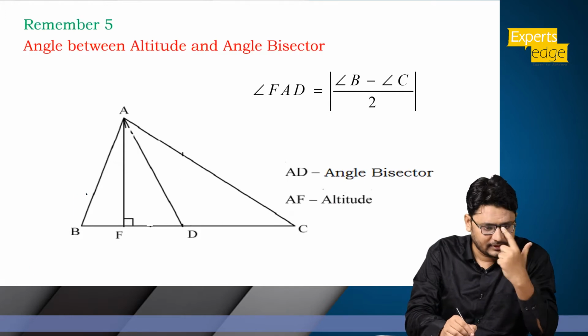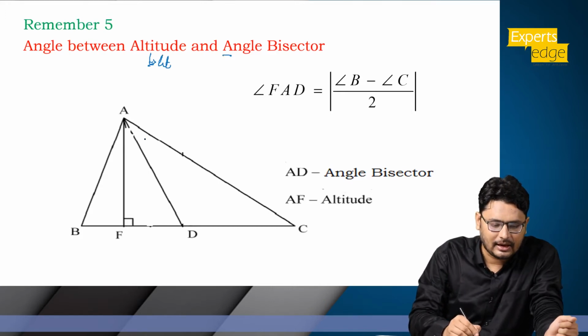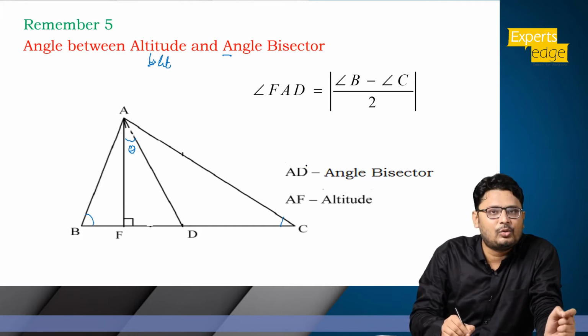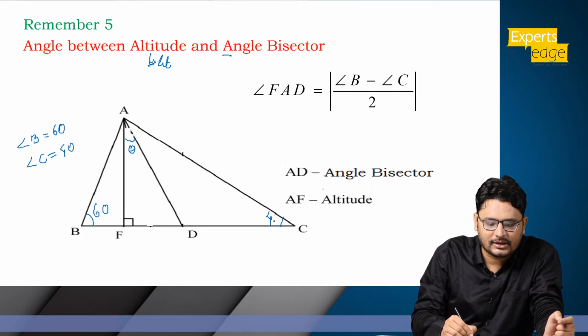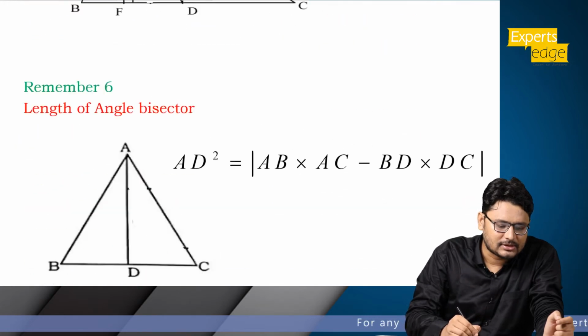Now this is important. If he has given altitude, which is nothing but height, and angle bisector, and this angle FAD is, let's say, theta, then FAD is given as B and C का difference, whatever is the difference, B minus C or C minus B, that is why given the mod, divided by 2. So please remember this. If, let's say, angle B is 60 and angle C is 40, what will be the answer? अगर ये 60 है, ये 40 है, तो मेरा theta कितना होगा? 60 minus 40, that is 20, by 2. Theta would be nothing but 10 in that case. Okay, just remember this. Let's go to the sixth part.